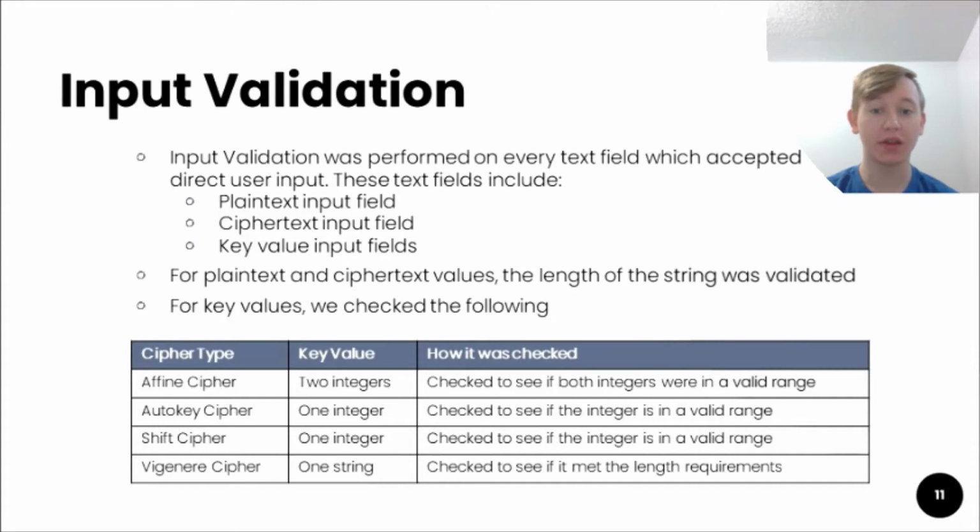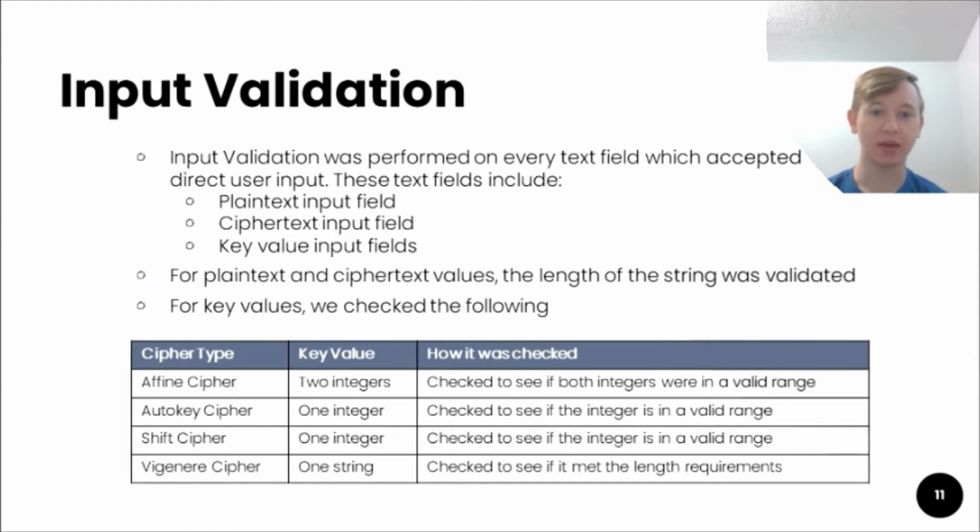So to expand on the input validation topic we just discussed, we wanted to discuss what sorts of inputs we validated. As mentioned previously, input validation was implemented on every text field. For the plain text and ciphertext values, our application evaluates the length of the string that is input by the user. We did not implement any validation for the cipher types because we chose to use a drop-down list where the user can select their desired option. There is no actual input to test.